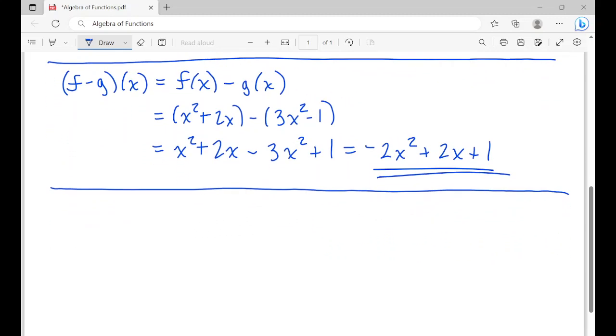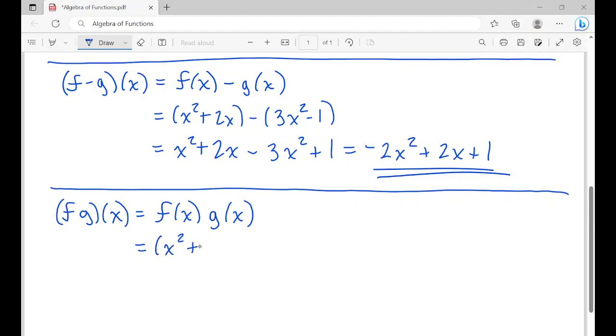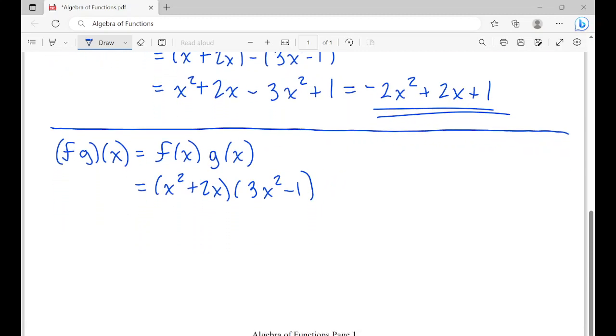Next, we're going to do the multiplication rule. So f times g of x is just f of x times g of x. So when we put our two functions in, we're going to have x squared plus 2x, and then 3x squared minus 1. And then we're just going to distribute. So we're going to get, let's see here, x squared times 3x squared is going to give us 3x to the fourth. Then x squared times negative 1 is negative x squared.